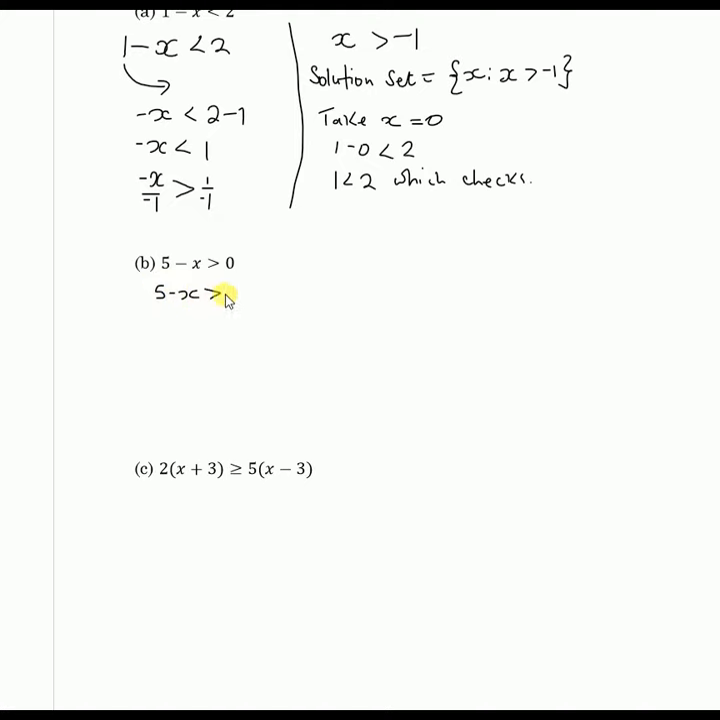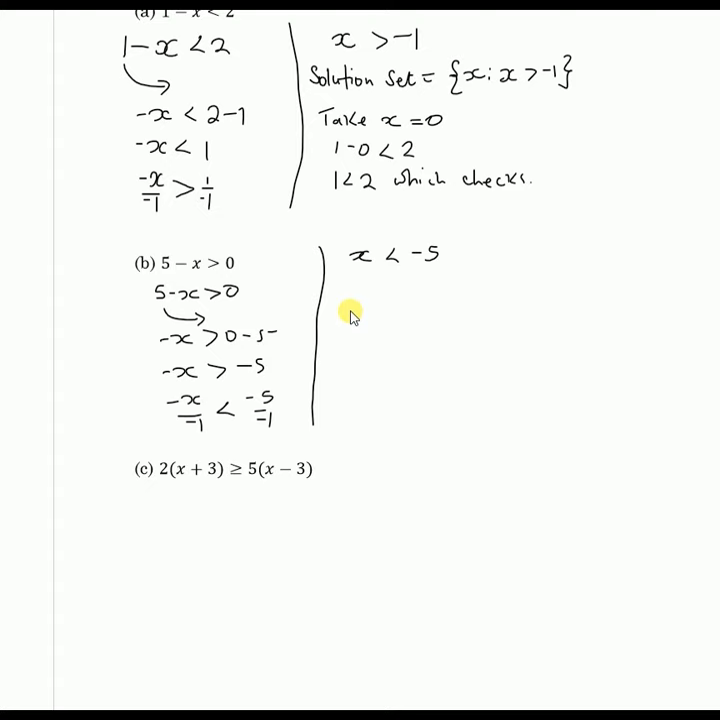5 minus x greater than 0. Let's take the 5 to the right hand side. Negative x is greater than 0 minus 5. Negative x is greater than negative 5, such that now negative x divided by negative 1 is less than negative 5 divided by negative 1. I'm changing the inequality because I'm dividing by a negative number. So x is less than negative 5.